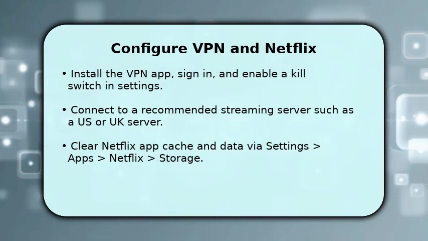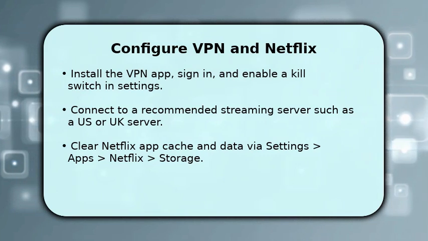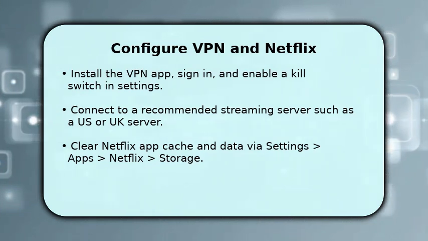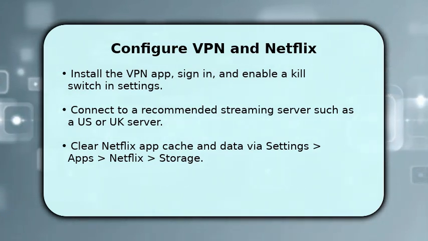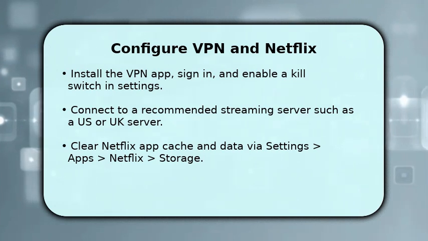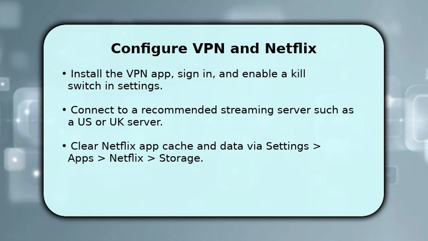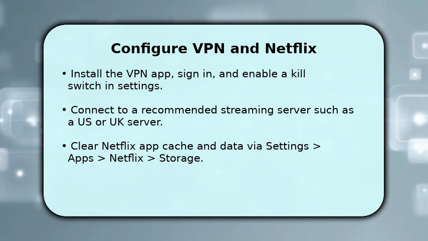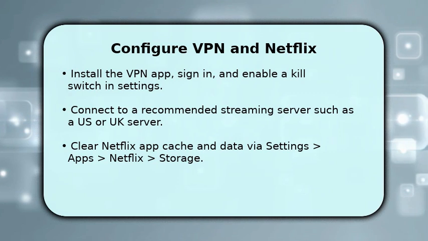Open the VPN app, sign in, and go to Settings to enable the kill switch. Enable obfuscation or stealth mode if the VPN offers it for better Netflix access. Choose a recommended streaming server, for example, a US or UK server labeled for Netflix.